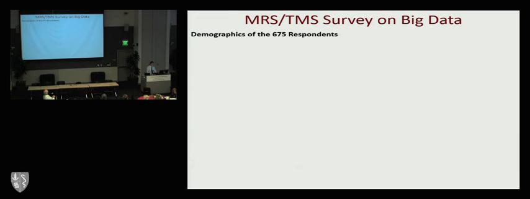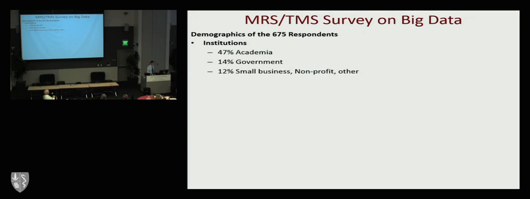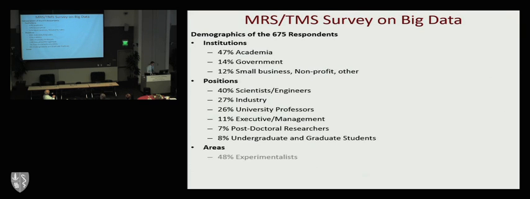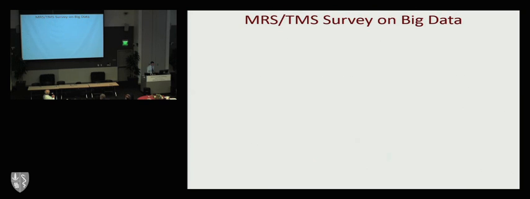So there were 675 respondents from a wide variety of institutions, 47% academic, government 12%. The positions they held were scientists, engineers, industry, university professors, and executive management, postdoctoral researchers, undergraduate and graduate students. And the areas in which they worked were experimentalist, applied and development, or computational. And theorists.